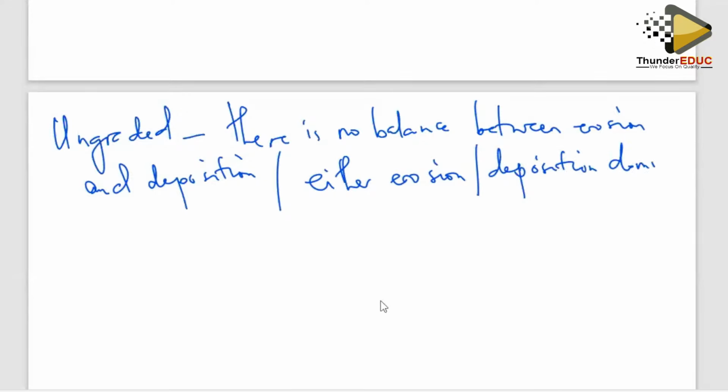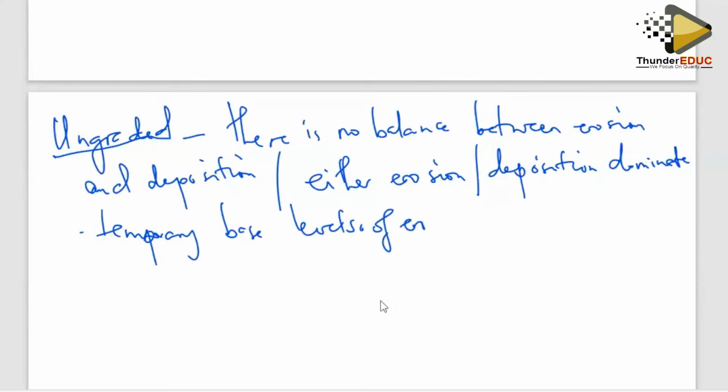They are not the same. One is dominating the other. That gives us an ungraded river profile. It's a river profile in which either deposition or erosion dominates, or there is no balance. And that results in the existence of what we call the temporary base levels of erosion. They result because of the imbalance between the two river processes of erosion and deposition.